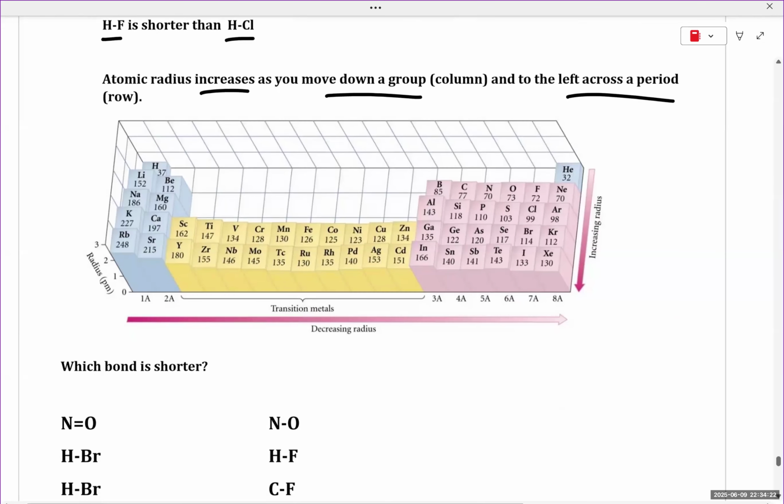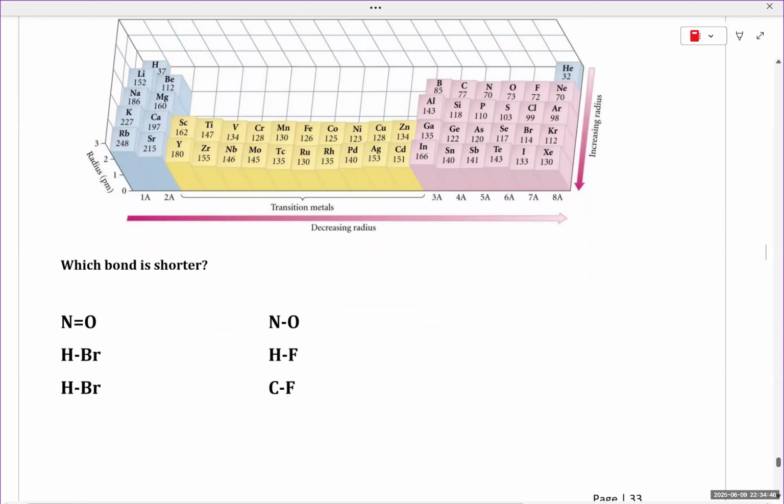Here's an example table containing atomic radius in the periodic table. Generally, as you move down the periodic table, down a column, your radius increases. And as you move to the right on the periodic table, your radius decreases across a row.